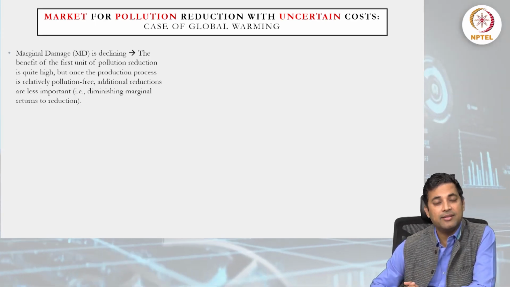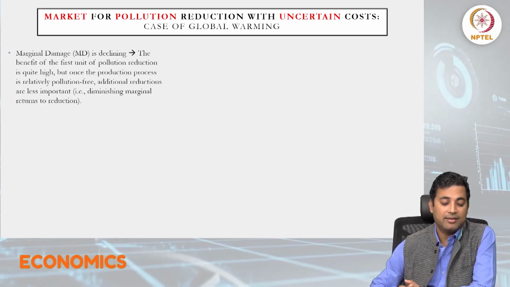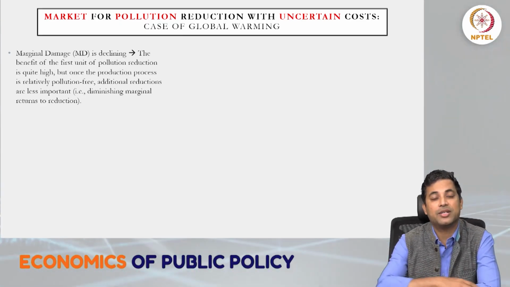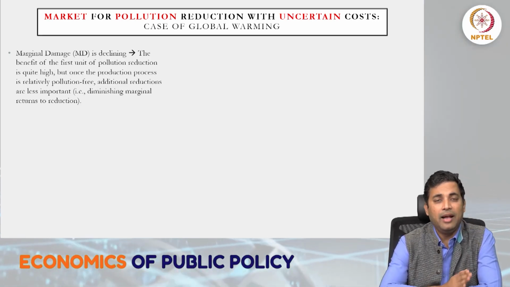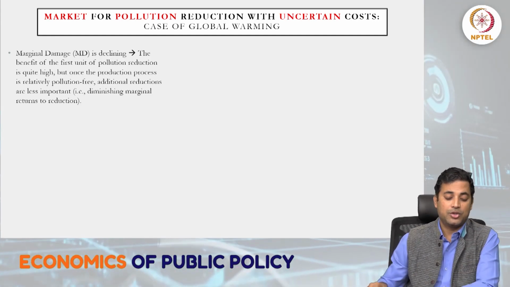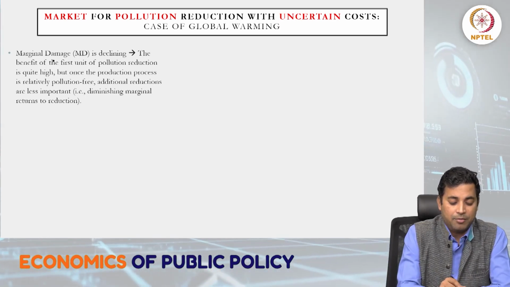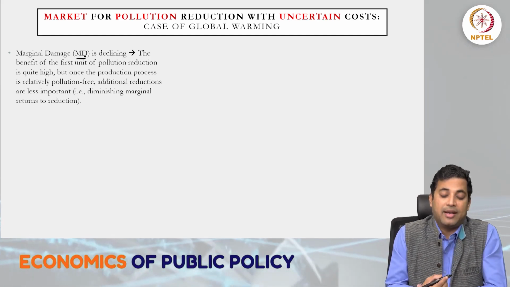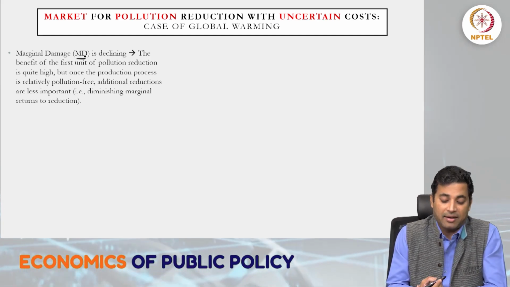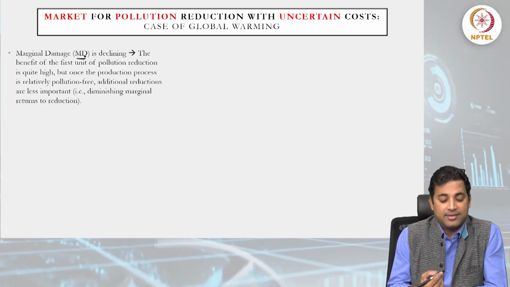So the first case that we'll be talking about today is the market for pollution reduction in the case of global warming. And in the case of global warming, we are again bringing in this concept of marginal damage, and in this particular case marginal damage is declining. So what does that mean?